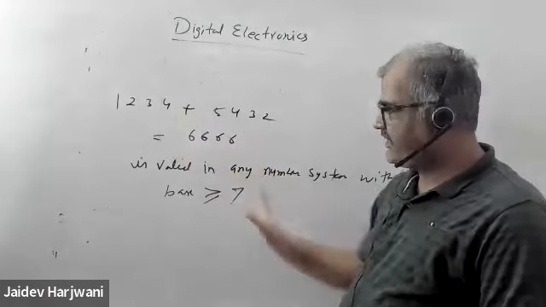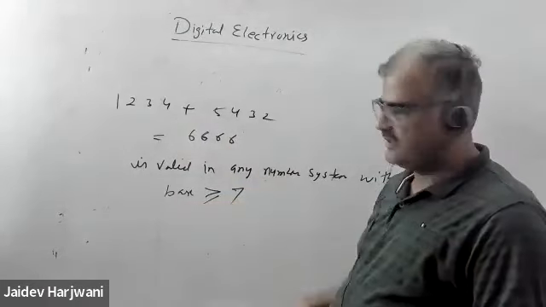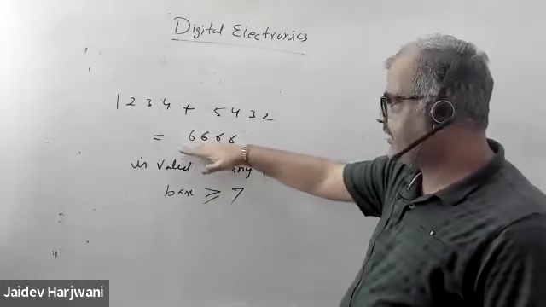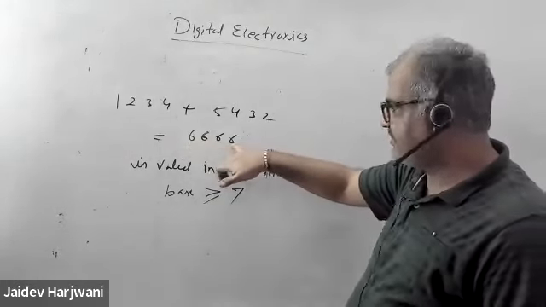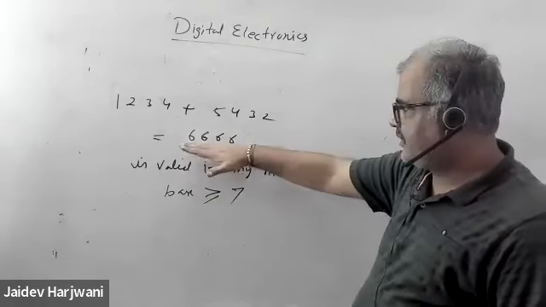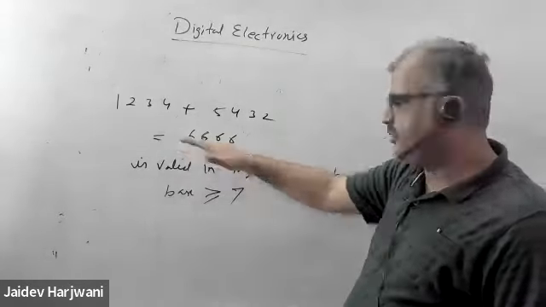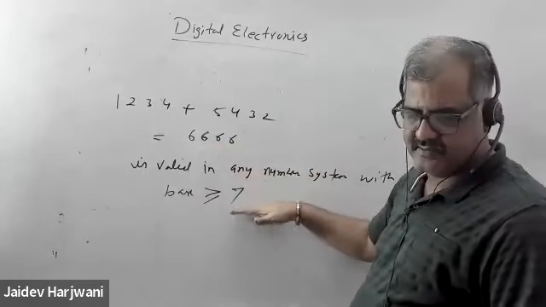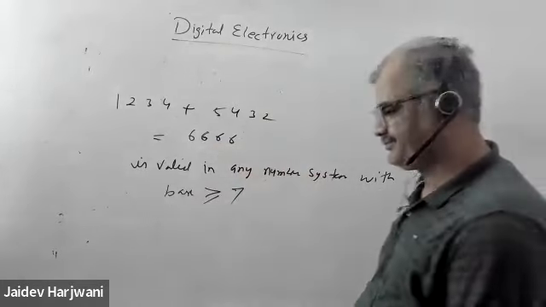This sum is valid in any base. 7. Okay, this number should not be greater than 7. If one number is 7, then it becomes 8. Okay, all the number combinations should be less than your base. Okay, then this sum is true.